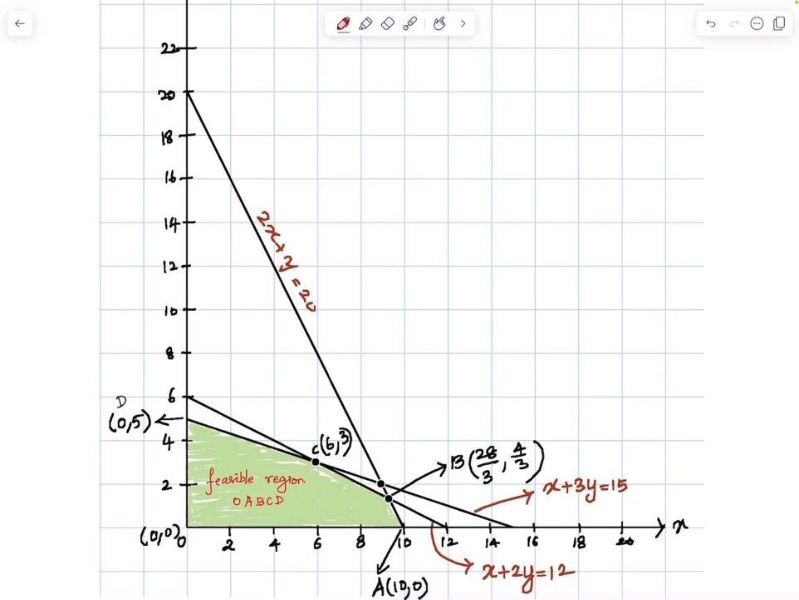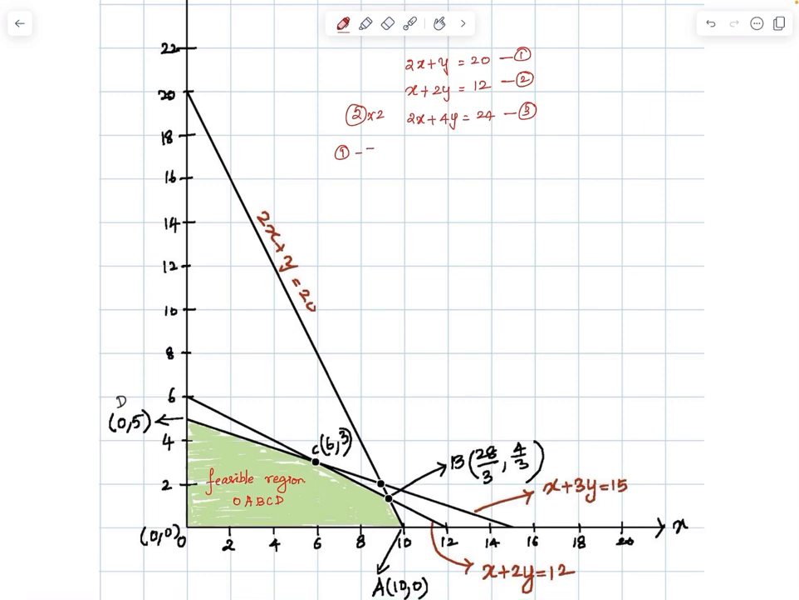Coming to the corner point B. B is the intersection of two lines: 2x plus y is equal to 20 and x plus 2y is equal to 12, equation 1 and equation 2. Multiplying the second equation by 2, I get 2x plus 4y is equal to 24. Let me name it as 3.